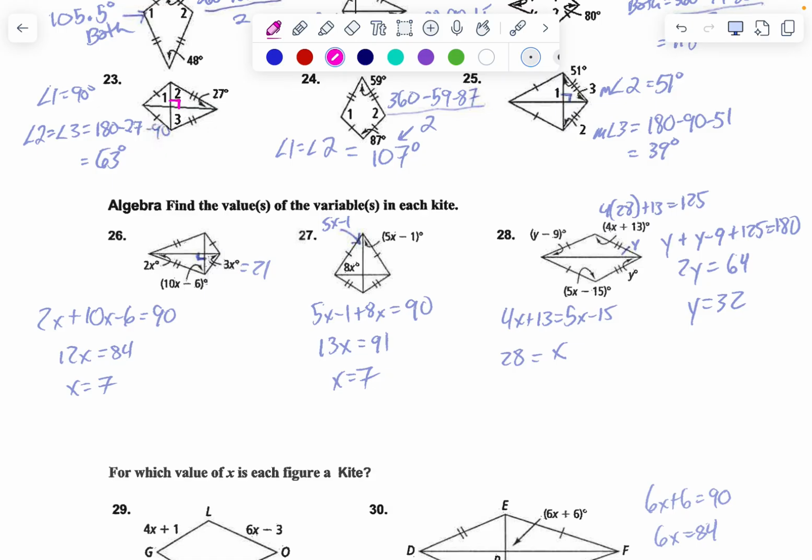And with that, we can start by setting 5x minus 15 equal to 4x plus 13. That gives us x, and then once we copy, we have enough information to solve for y. Any questions on that one? That's a pretty good problem because there are two variables in one problem, and you have to solve for x first and then solve for y. And you get 28 for x, 32 for y.